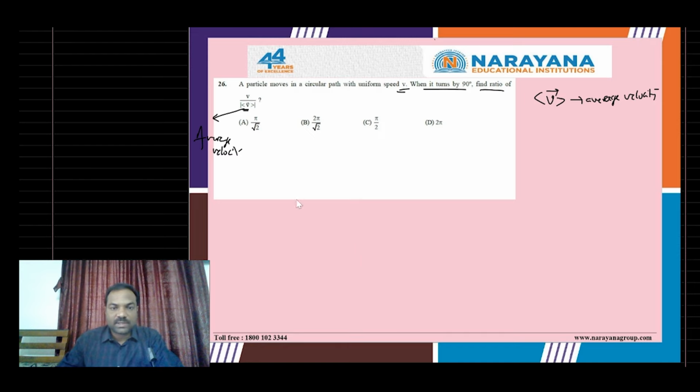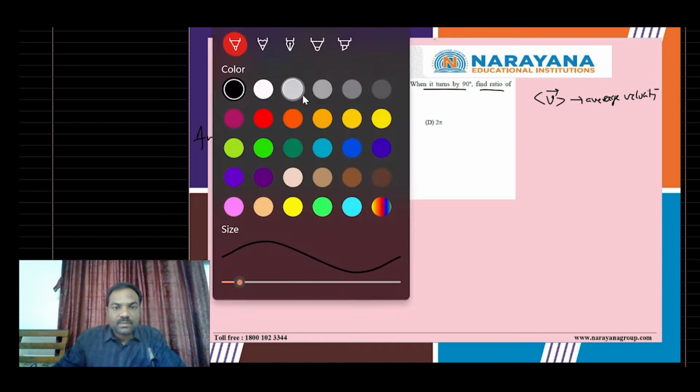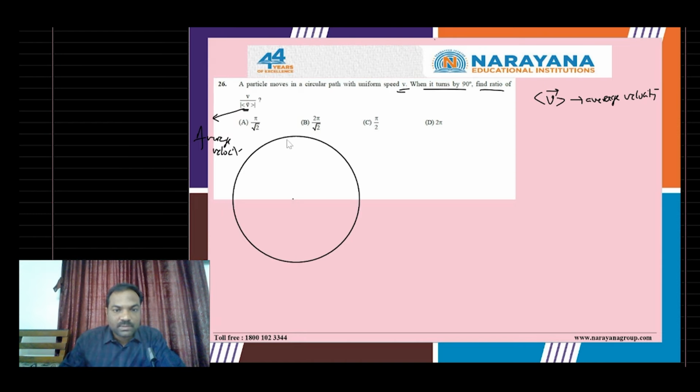As the particle is moving in a circular path, let us see something like this. This is the circle, right? The particle is moving from here to, let us say, here, 90 degrees. As the particle is moving from here to here with constant speed, uniform speed v, then the time taken is pi r by 2. Actually total distance is 2 pi r by 4, which is pi r by 2. By speed v, the time taken is pi r by 2v. This is the time taken.